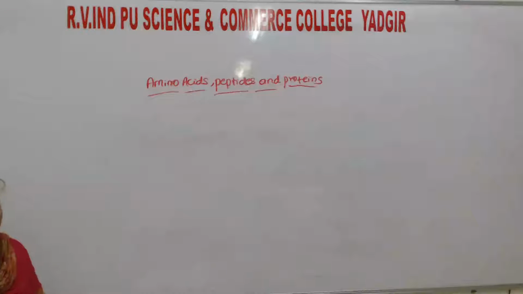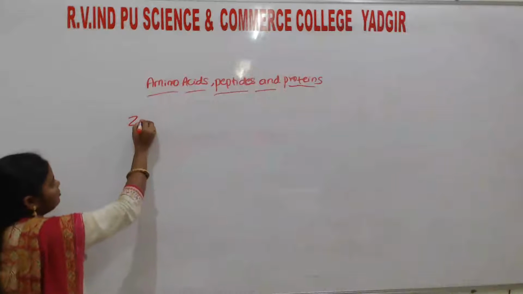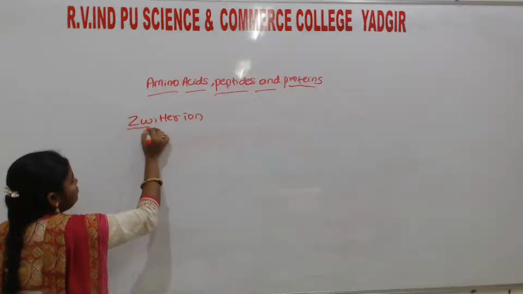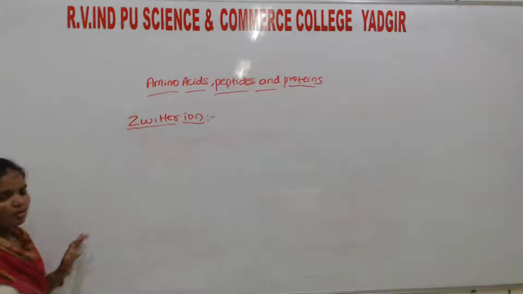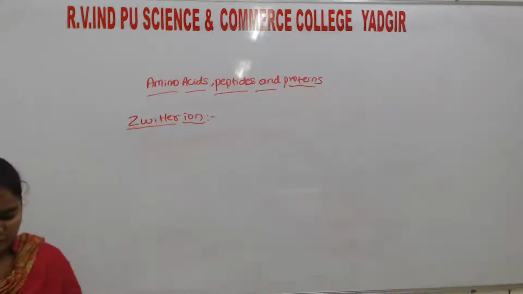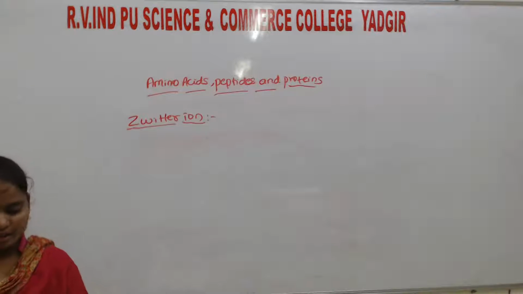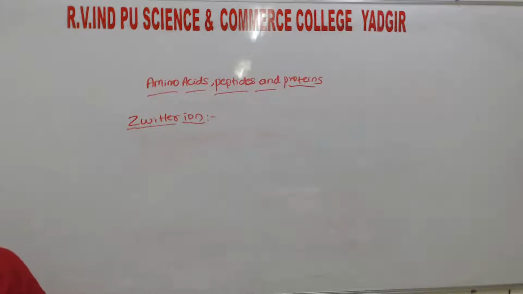Next, Zwitter ion. Here, what is meant by Zwitter ion? This is very important for a 1 mark question. Define Zwitter ion or what is meant by Zwitter ion.